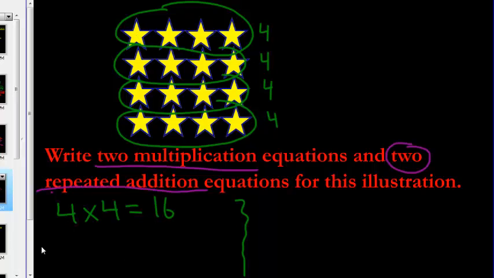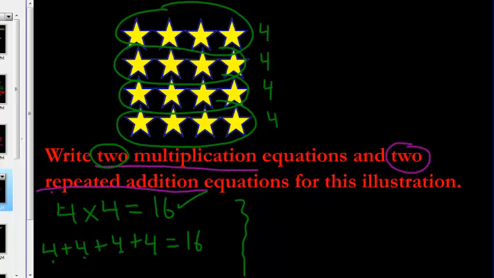What's my repeated addition going to be? Well, it's going to be just like what I just said: 4 plus 4 plus 4 plus 4. How many 4s do we have? Let's see. We have 1, 2, 3, 4 4s. And this says 4 4s. So we have 16 altogether. Now it says we need 2 multiplication equations. I have one over here. I need a second one.